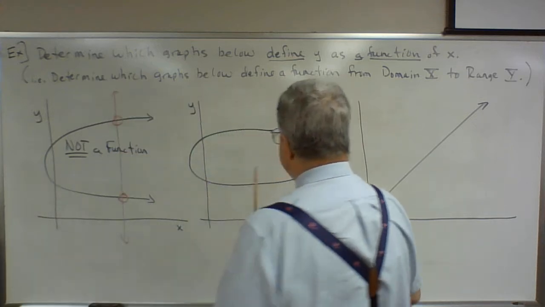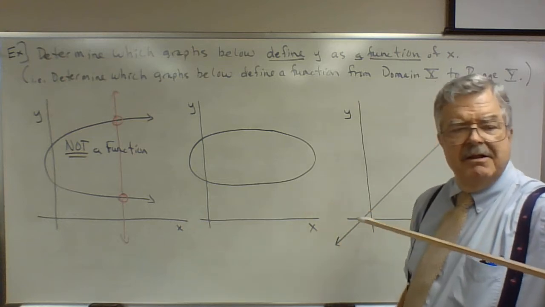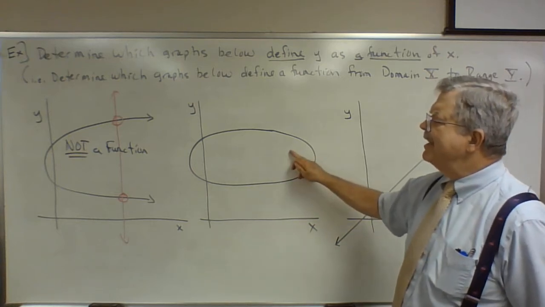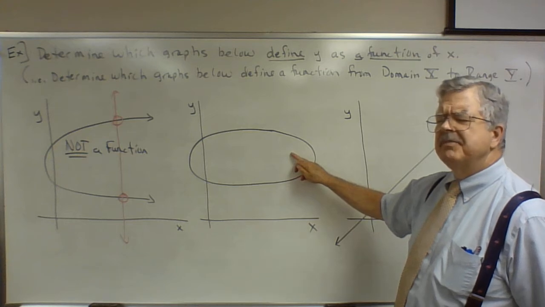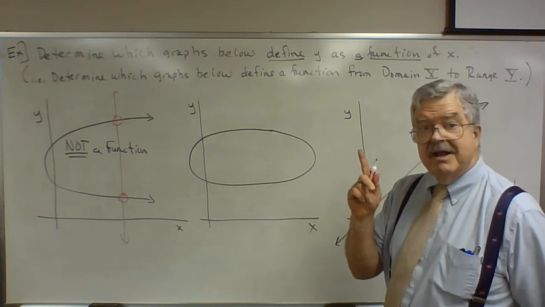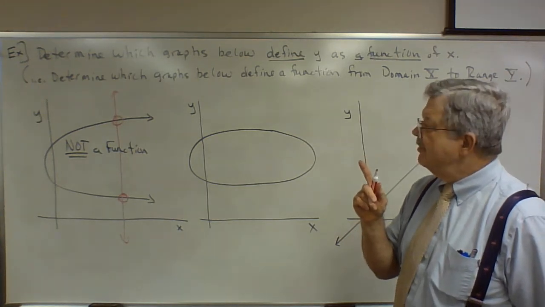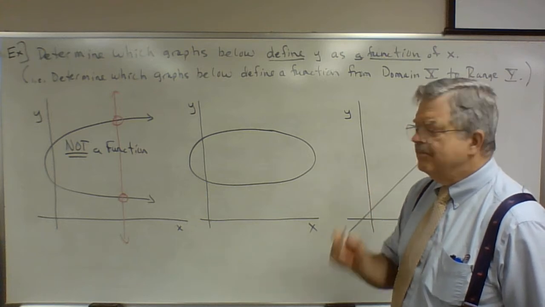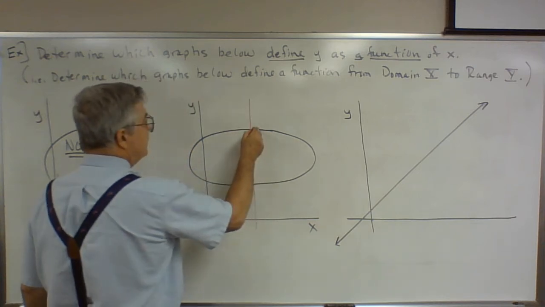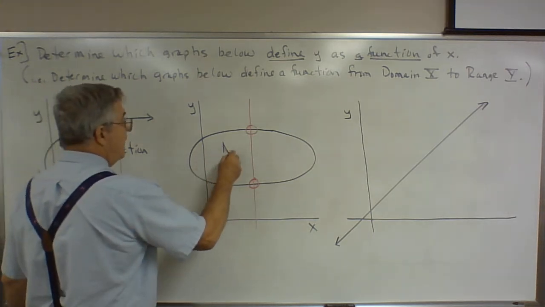Now, what about this thing? I guess we call this an ellipse. Does the graph define y as a function of x, or does the graph define a function from set x, the domain, to set y, the range? Let's see. Vertical line test. Can I draw a line that intersects the graph at more than 1 point? Sure I can. There's a vertical line. It intersects the graph at more than 1 point. Not a function.